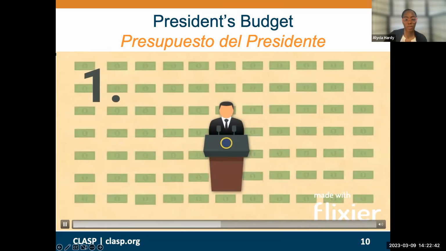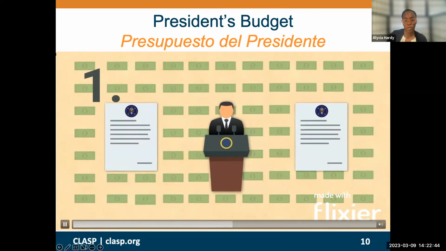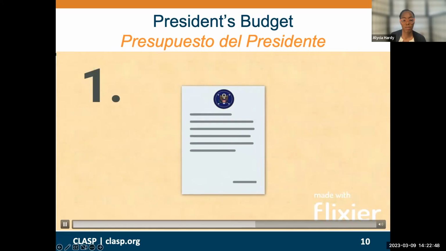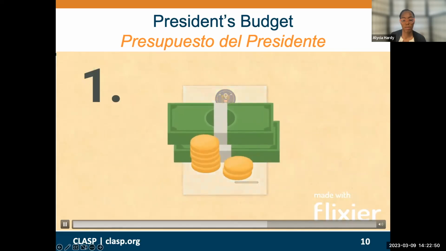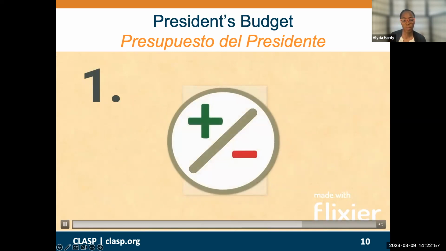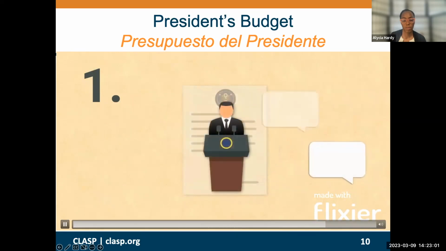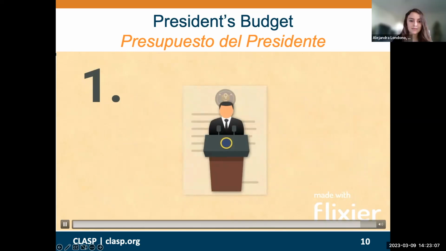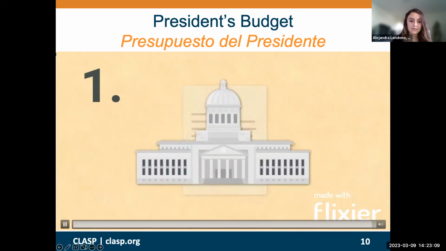Then the president decides how much money to ask Congress for in the budget request. The president's budget request needs to say how much money the president wants to spend, how much money the government wants to get from taxes, if the government is going to spend more or less money than it gets from taxes. After the president has listened to all the departments and answered these important questions in the budget request, they send the budget request to Congress for review.